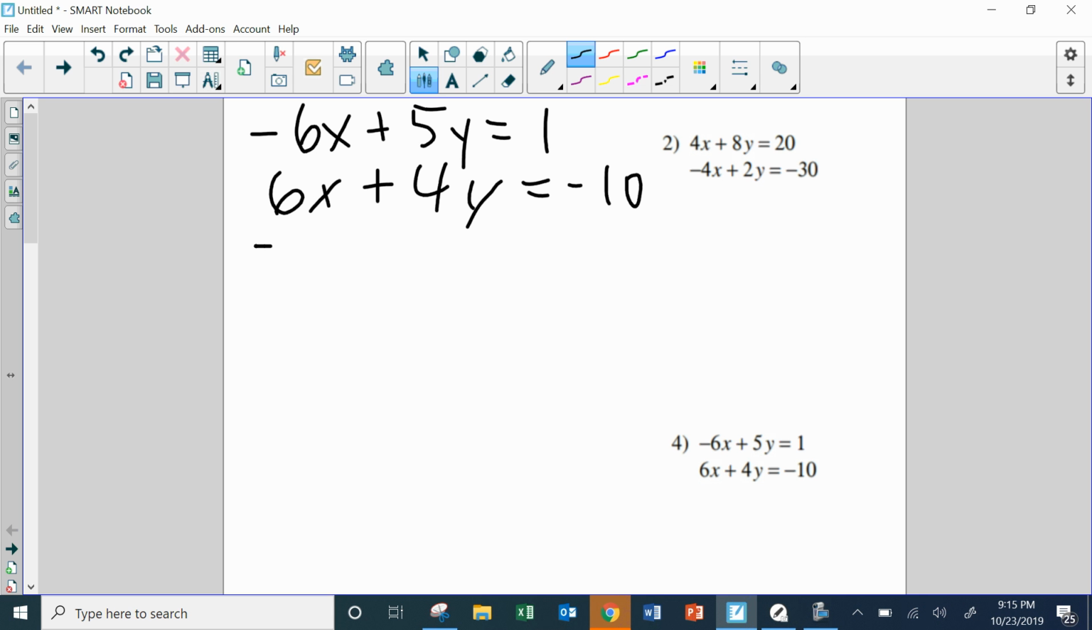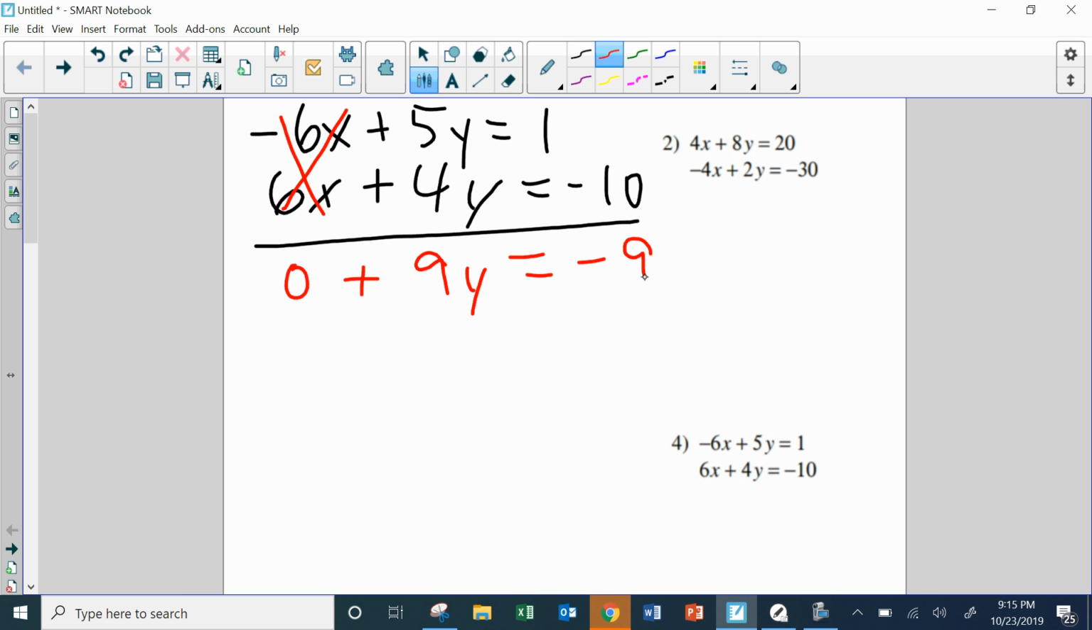These are already set up again. If I make my vertical line, I'm going to add vertically. These two just cancel out. -6x plus 6x just goes to 0. I have plus sign there. 5y plus 4y gives me 9y. I'm just combining those. 1 plus -10 gives me -9.